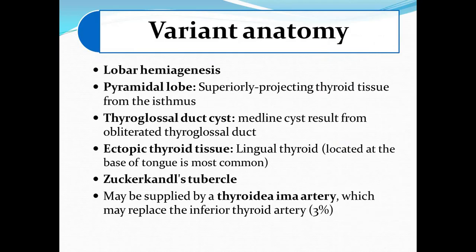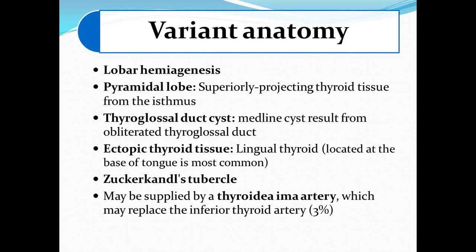There are some variant anatomy of the thyroid gland which we should be aware of, and the surgeons who perform any interventions to the thyroid should be aware of. This variant anatomy includes lobar hemiagenesis, which is partial or complete agenesis of one of the thyroid lobes. Then pyramidal lobe, this is considered the third lobe, which is projecting from the isthmus.